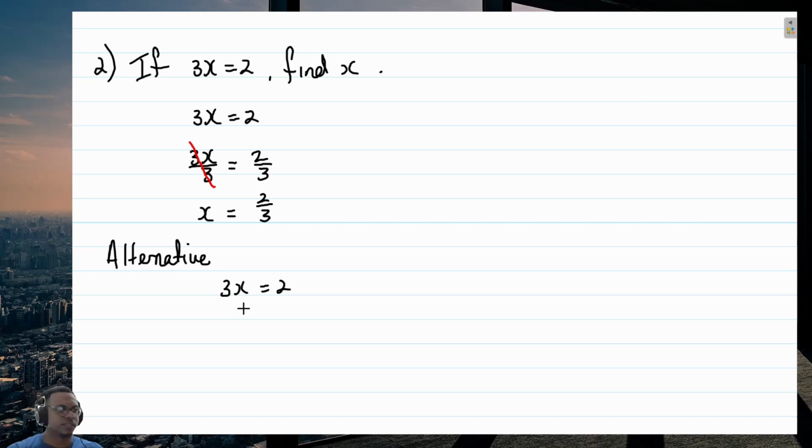Now for the alternative method, where we'll be carrying this 3 across the equal sign, and the operation will change from multiplication to division, I will have x is equal to, and when the 3 goes across, it will go underneath the 2, and have 2 over 3. Now let's look at this visually to see what actually took place.